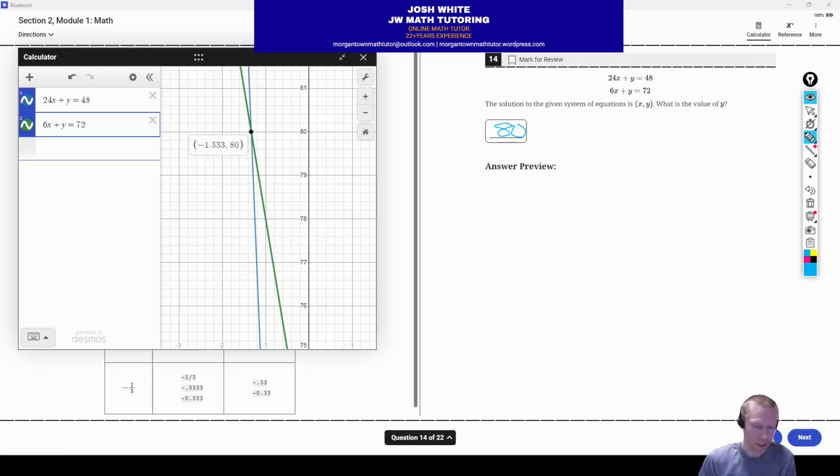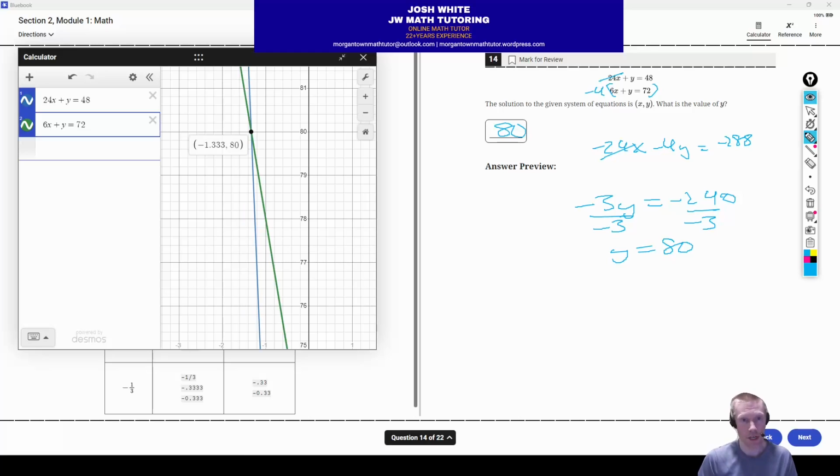But I will show you just real quick if you wanted to solve this algebraically or double check it. I would multiply the bottom one by negative 4, and that would give me negative 24x minus 4y equals negative 288. And then if you add down each column, the 24x cancel. Y minus 4y is negative 3y. 48 minus 288 is negative 240. Divide by negative 3. Y equals 80. Same answer that we got just by graphing them out in Desmos.